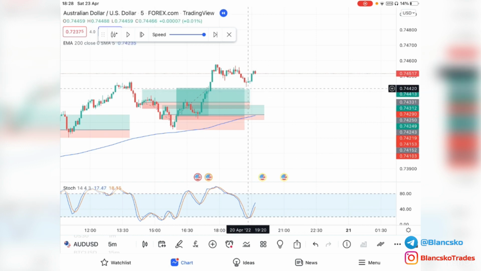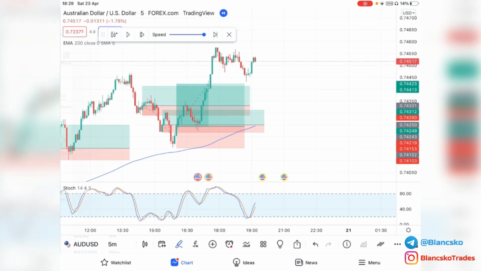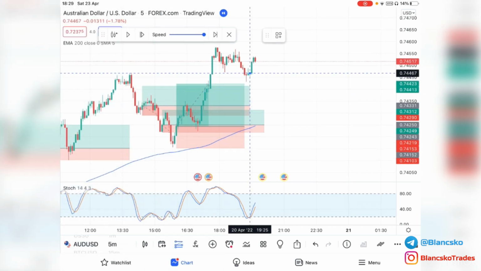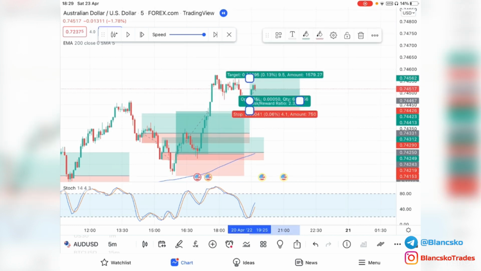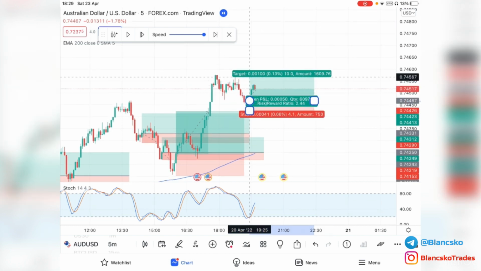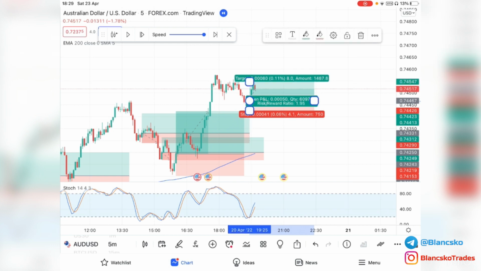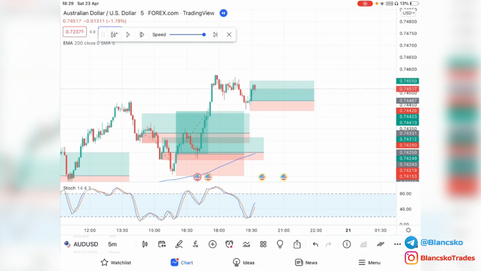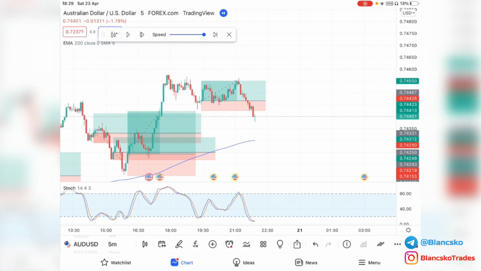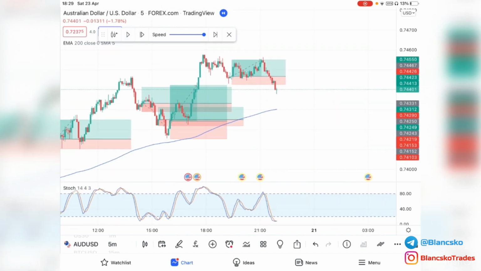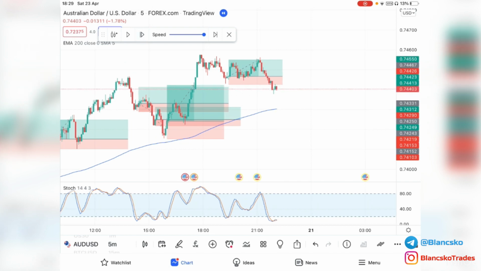Where do we have it? Right here. After this very small doji, we had our cross, so we would have entered a buy right here. Stop loss right below the previous zone, and take profit would have been right here. Wait, boom. Let's see. Boom, take profit hit. Another win. Now it's crossing again.